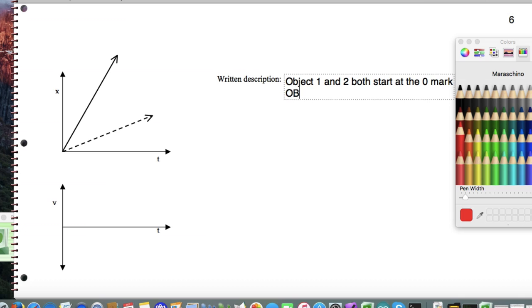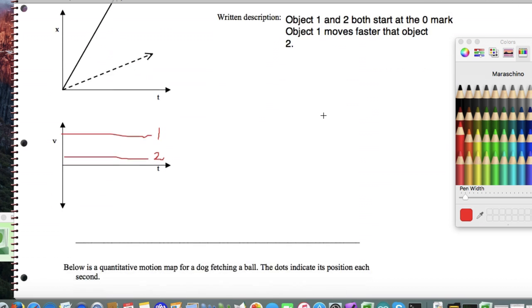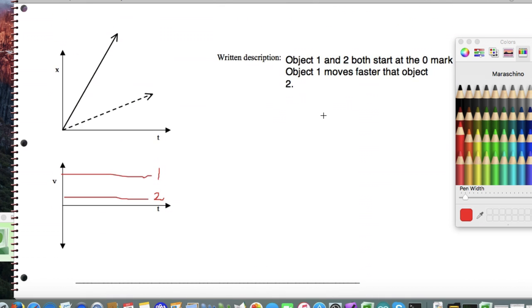Object 1 moves faster than object 2. And so the way we draw this graph, object 1 is going fast. We'll draw that like this. So here's object 1, and then object 2, its speed considerably slower, right here. So those are the beginning graph problems. And then in our next videos, we'll take a look at some of the more numerical problems.